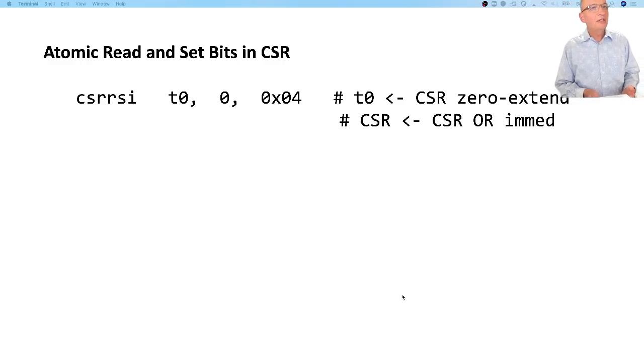So in the first part of the lecture, we had a mistake in this slide, so I thought that I would run this again. This is the atomic read and set bits in a CSR.